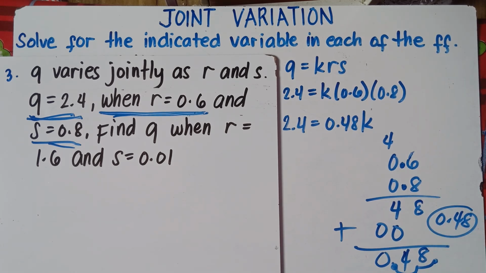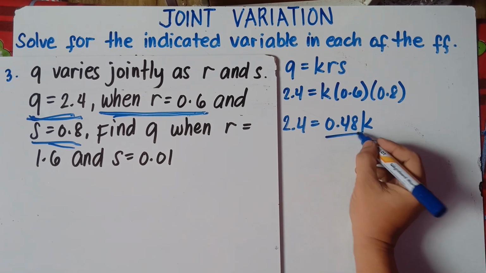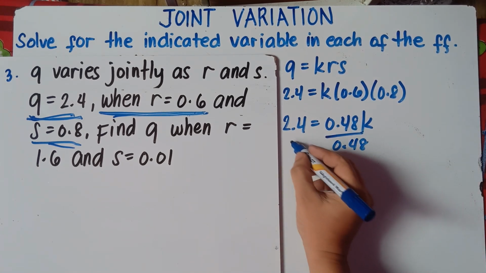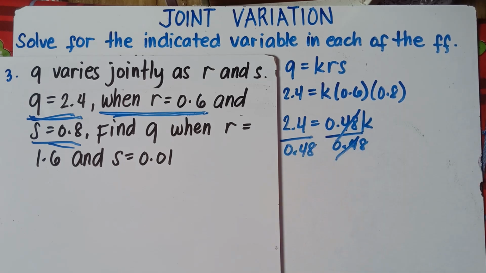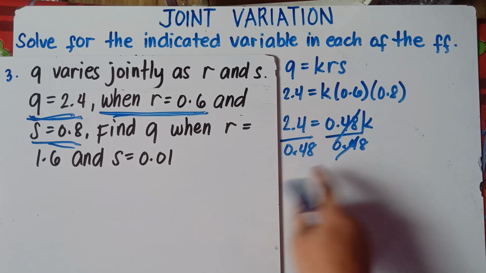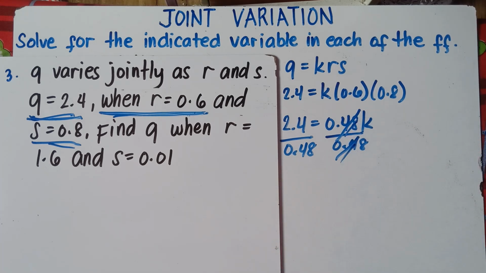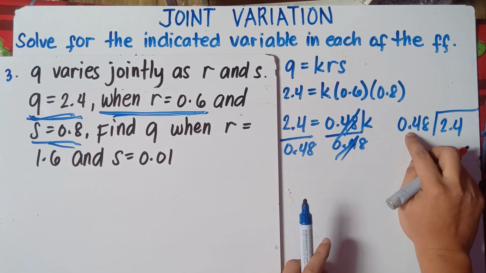Alright, so 0.48. Now to get the value of k, you just simply divide the equation by 0.48, so that you can cancel this out. So this will be 2.4 divided by 0.48. So we just cancel this out. So 2.4 divided by 0.48. So let's divide. Just simply move the decimal point from left to right.